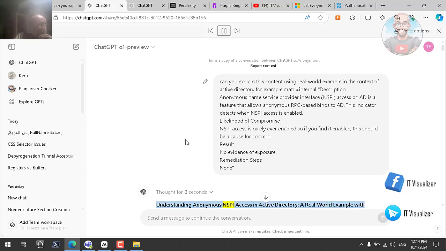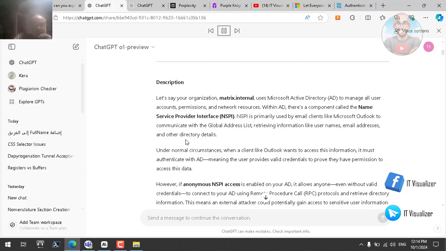Understanding anonymous NSPI access in Active Directory. A real-world example with matrix.internal. Description. Let's say your organization, matrix.internal, uses Microsoft Active Directory, AD, to manage all user accounts, permissions, and network resources. Within AD, there's a component called the Name Service Provider Interface, NSPI. NSPI is primarily used by email clients like Microsoft Outlook to communicate with the global address list, retrieving information like usernames, email addresses, and other directory details.